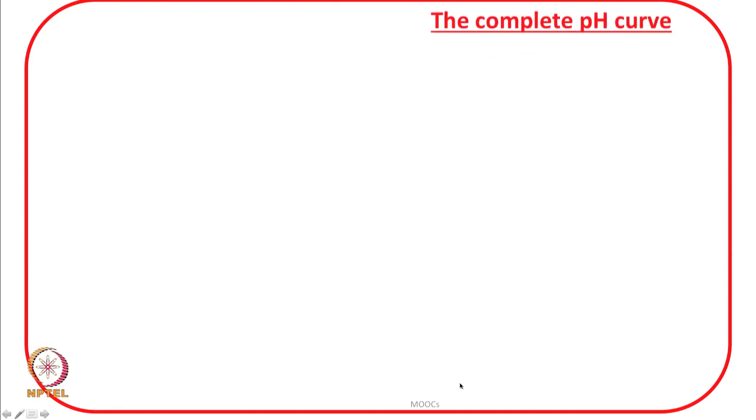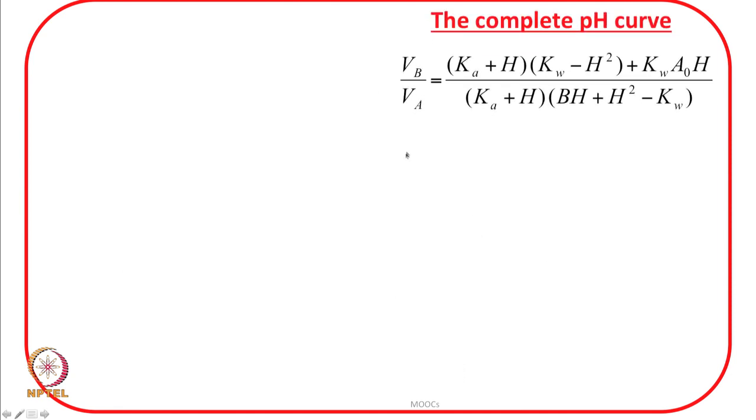So, let me rearrange that equation, and I can write it in terms of Vb and Va, because when you titrate, you know the volume of the alkali added and you know the volume of the acid taken, and these volumes can be connected with H. And now you try to solve. Again, here you see it is the third power of H. So, therefore, you will definitely need a computer to solve this equation.